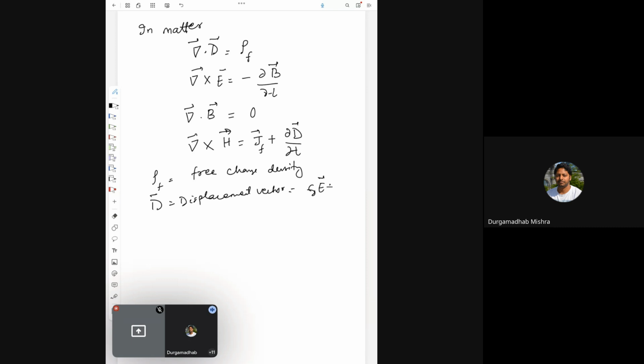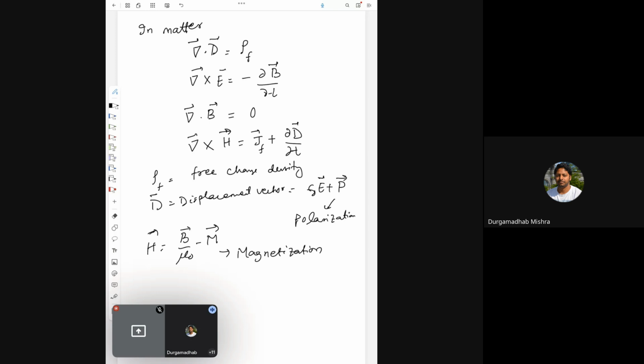So D, which is normally written as epsilon naught E plus P, where P is your polarization. And H here is given by B over mu naught minus M. So M is your magnetization.